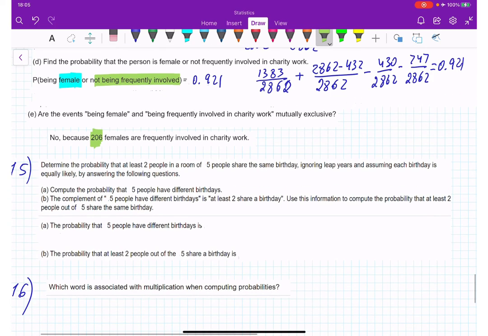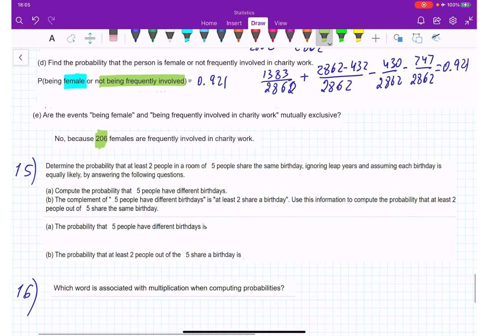Moving to question number 15. Determine the probability that at least two people in a room of five people share the same birthday, ignoring leap years and assuming each birthday is equally likely, by answering the following question. Compute the probability that five people have different birthdays. So five people have different birthdays.